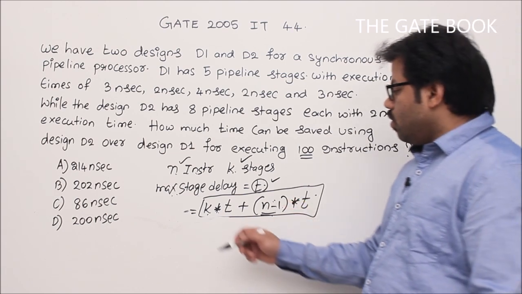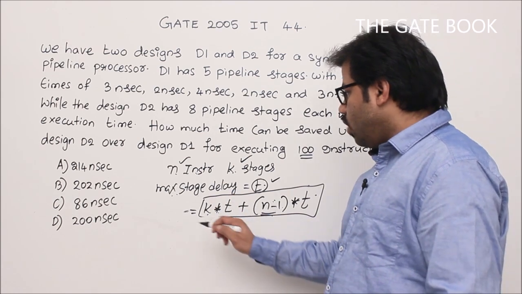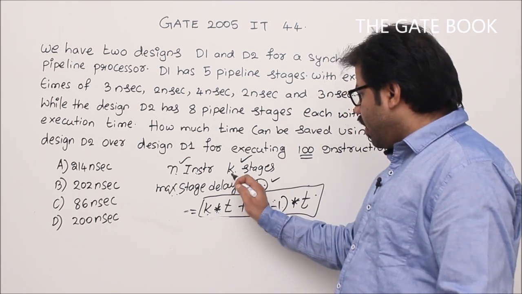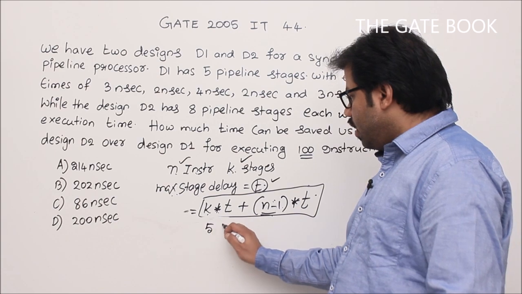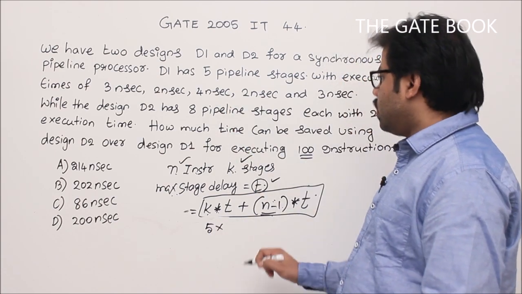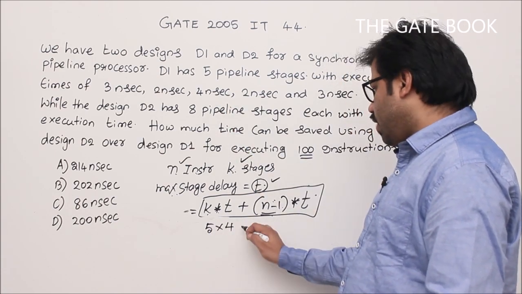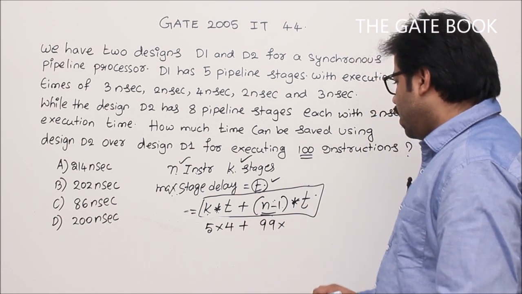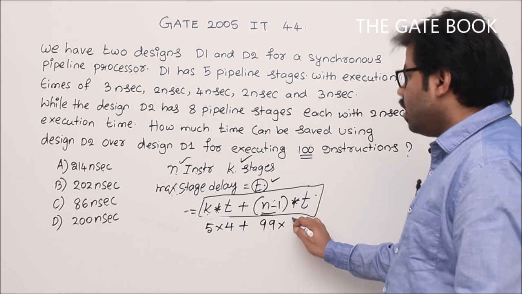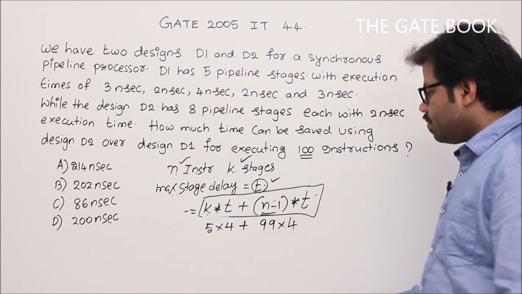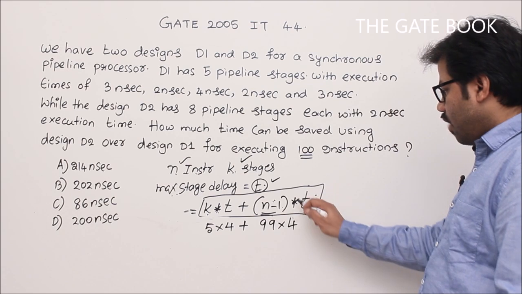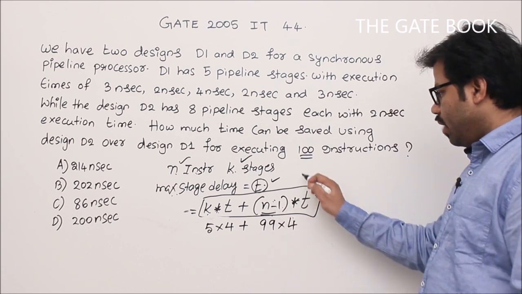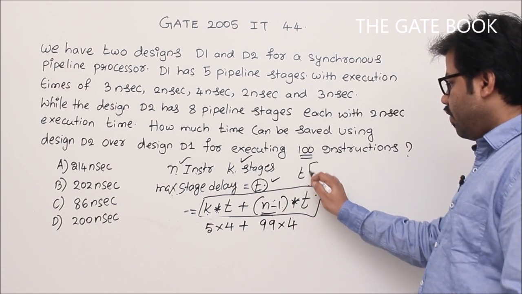So let us simplify. Let's substitute n value 100 here and k value 5. 5 into t, where t is 4 nanosecond, correct? Maximum delay: 5 into 4 plus n minus 1, which is 99, into t, which is again 4. Otherwise, we can have a simpler formula if you want. Of course, I don't believe in formulas, I believe in concepts.